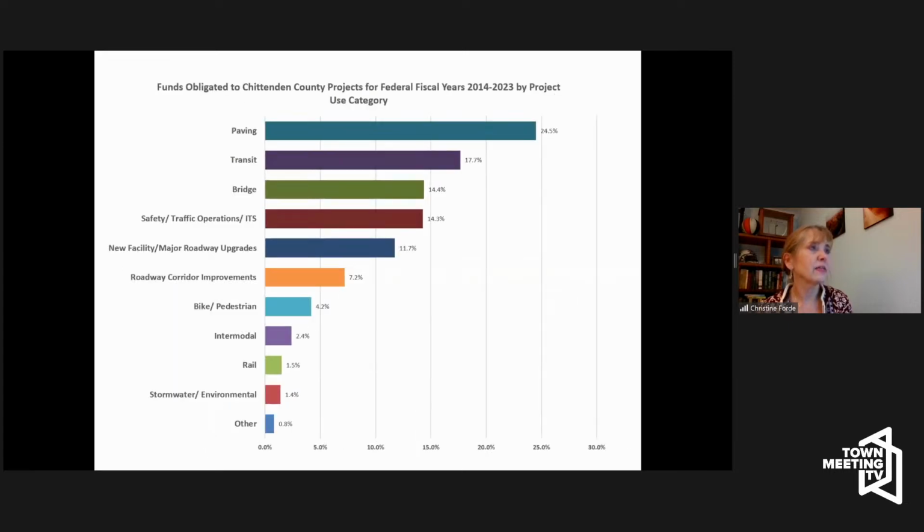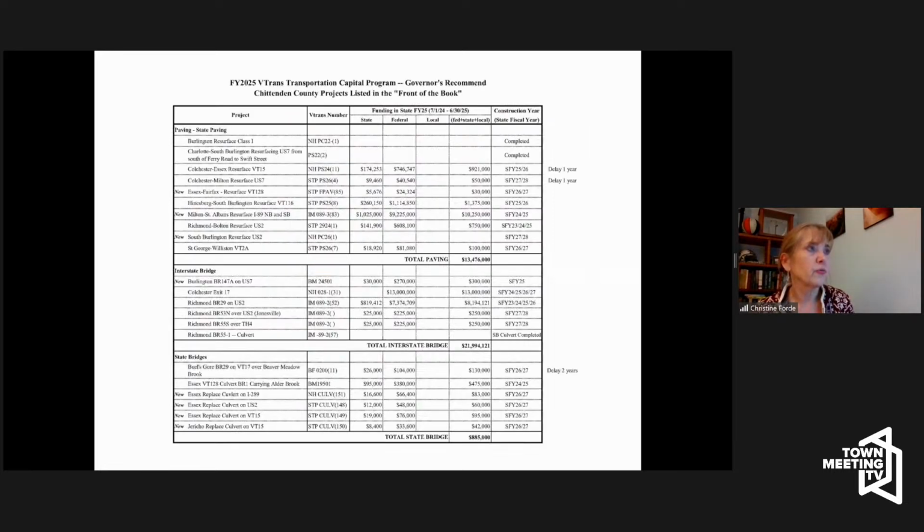So that is it for the obligation information. If we want to just go straight into the capital program. The capital program is similar but different than the TIP. The capital program is a budget document. It goes on the state fiscal year, July 1st to June 30th, rather than the federal fiscal year.